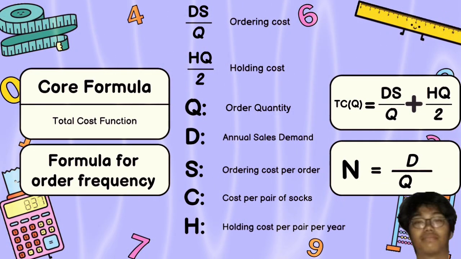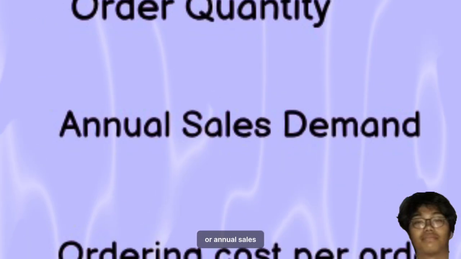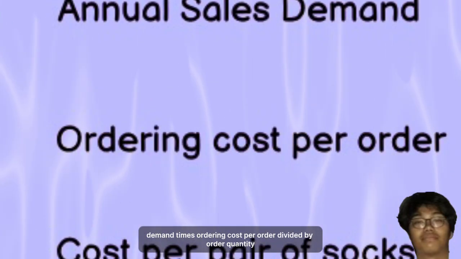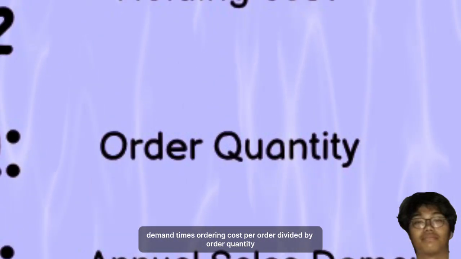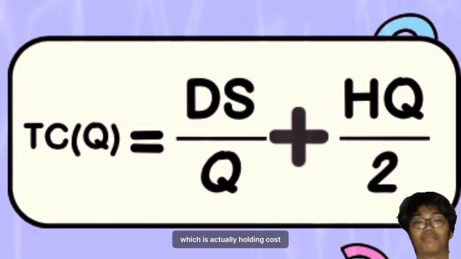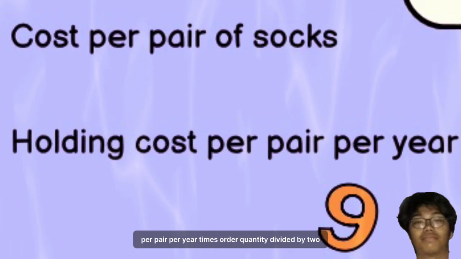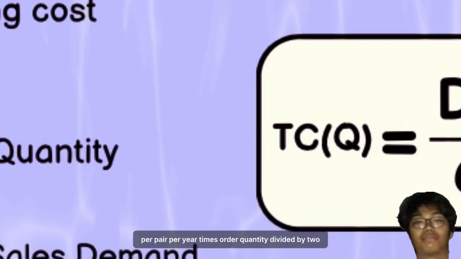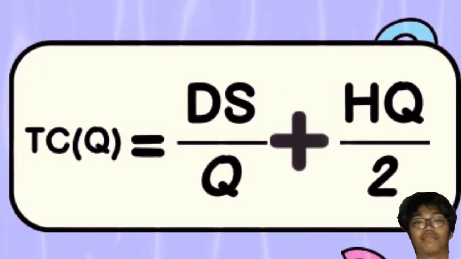After we know all of those details, we make the parts of the equation. Ordering cost is DS/Q, or annual sales demand times ordering cost per order divided by order quantity. And then there's holding cost, which is holding cost per pair per year times order quantity divided by 2. So the main equation is DS/Q + HQ/2, or ordering cost plus holding cost.